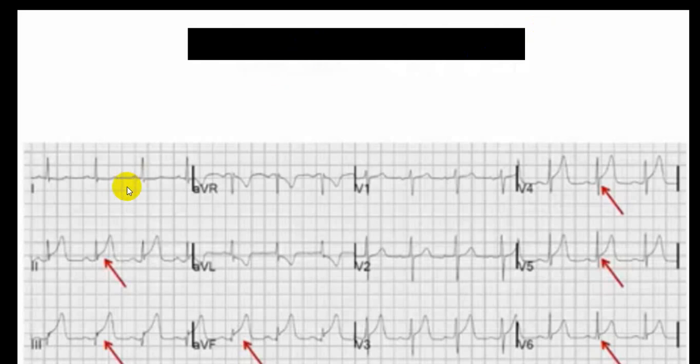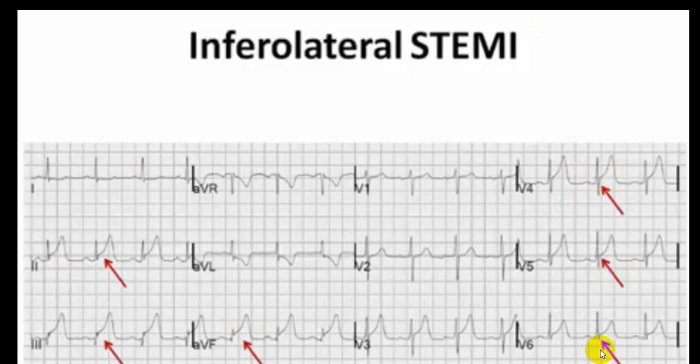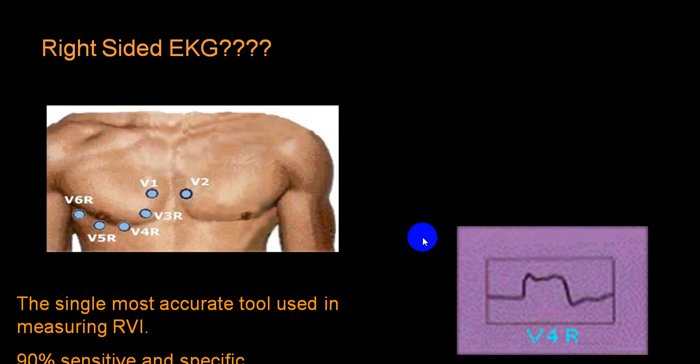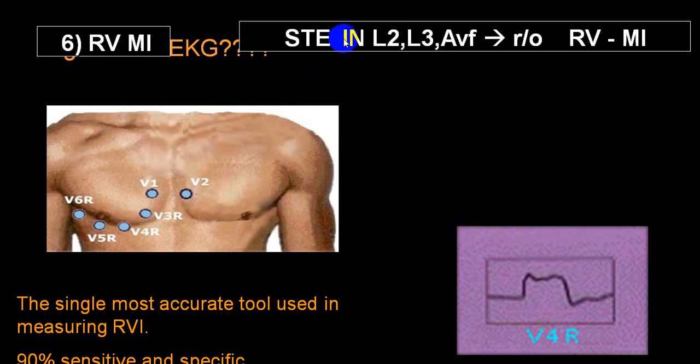Again here, 2, 3 AVF, so inferior, ST elevation in V4, V5, V6, inferior plus lateral. In case of RVMI, now very important, you will have a ST elevation in lead 2, lead 3 AVF. So you think in terms, is it RVMI or is it inferior plus posterior or is it inferior plus lateral? So whenever you get L2, L3 AVF, ST segment elevation, do keep it in mind and try to rule out RVMI, posterior wall MI and lateral wall MI.